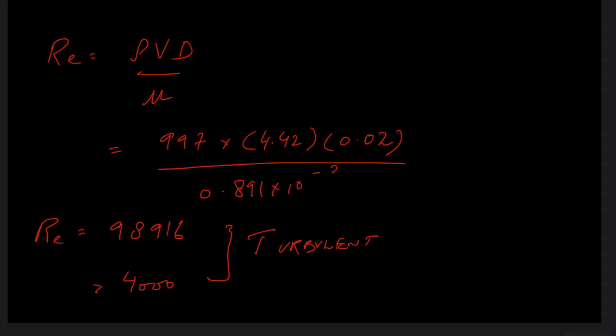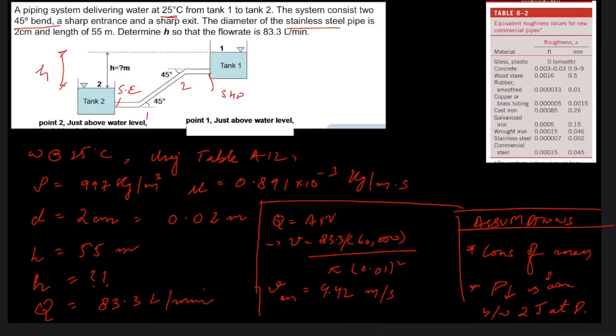Now that I know my flow is turbulent, we need to consider the Darcy friction factor using the Colebrook equation. We need to calculate the head loss using turbulent formulas. Let's see what the material is. The material given is stainless steel. Using table 8.12, the roughness of steel comes out to be 0.002, so epsilon is 0.002. I need to calculate the epsilon to diameter ratio, which comes out to be 0.0001.